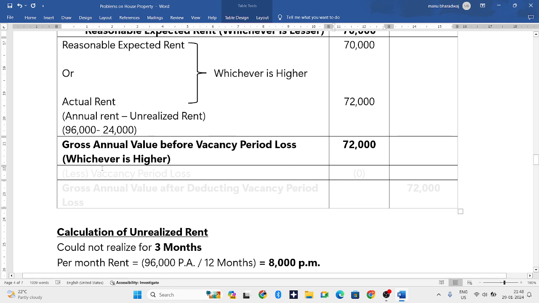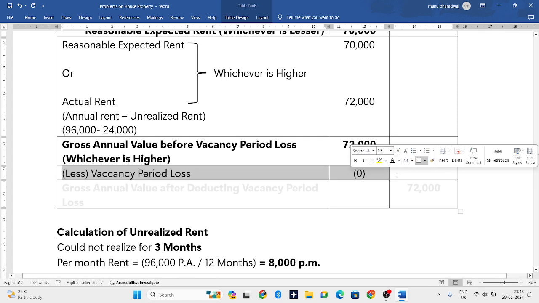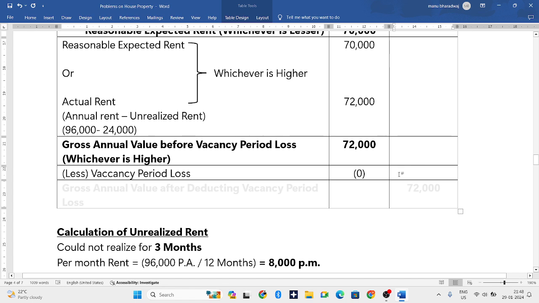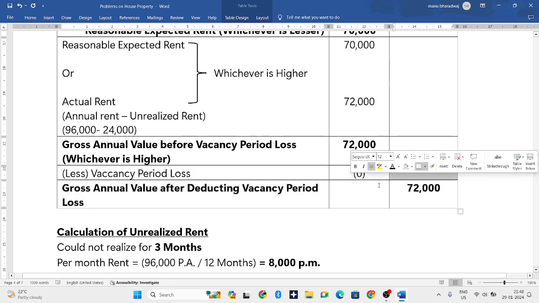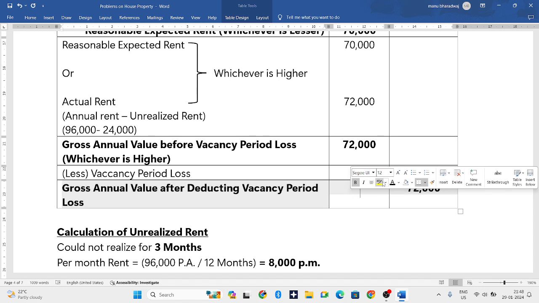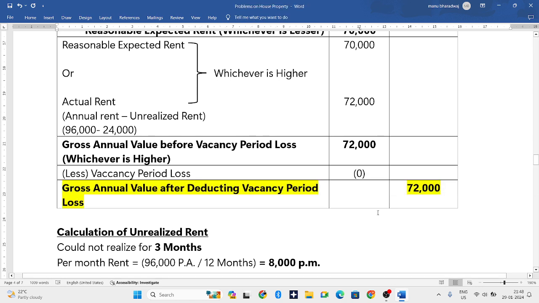From that we have to deduct vacancy period loss. In the question they have not given anything about vacancy period loss, so the vacancy period loss will be 0. So after subtracting it, we will get the GAV, or gross annual value after deducting vacancy period loss. It is 72,000 rupees. So this is how we need to solve the problem.